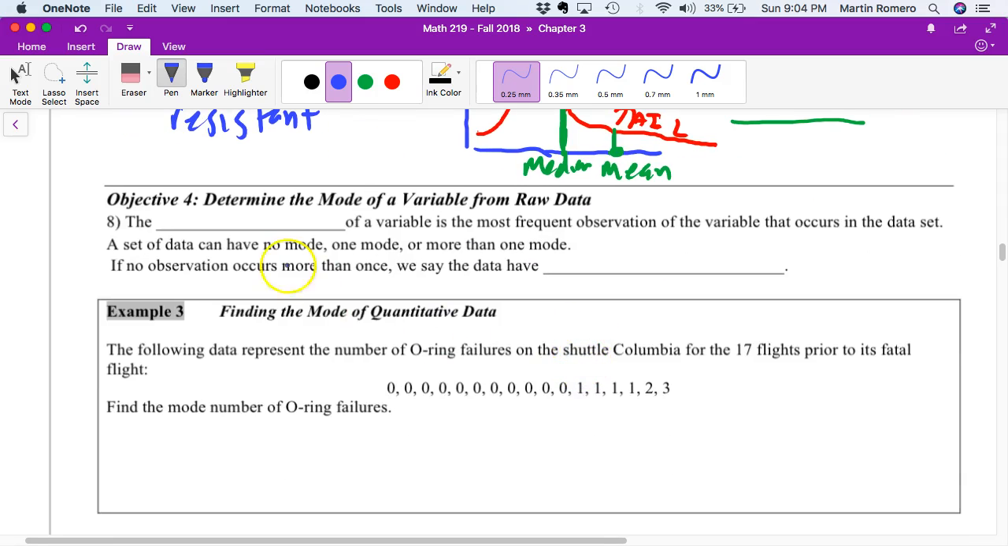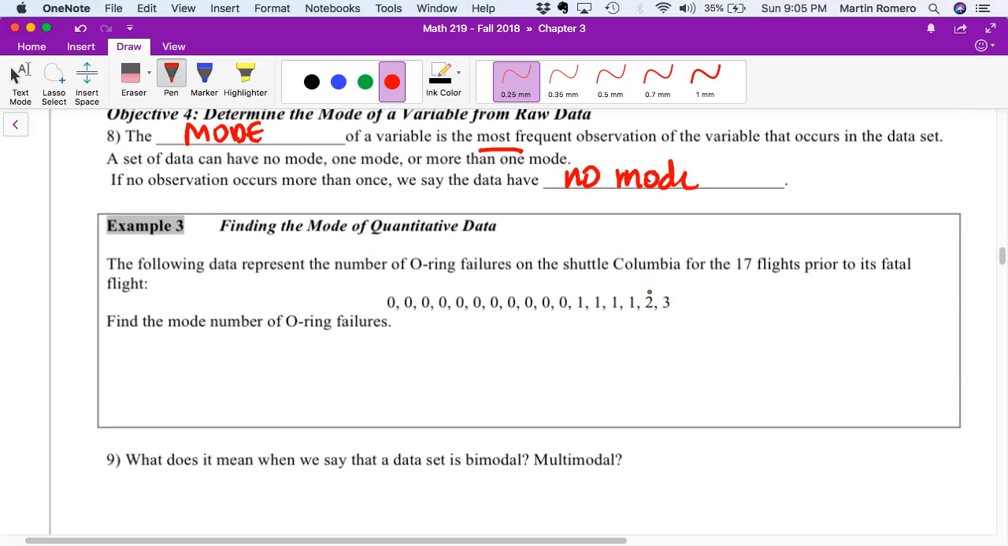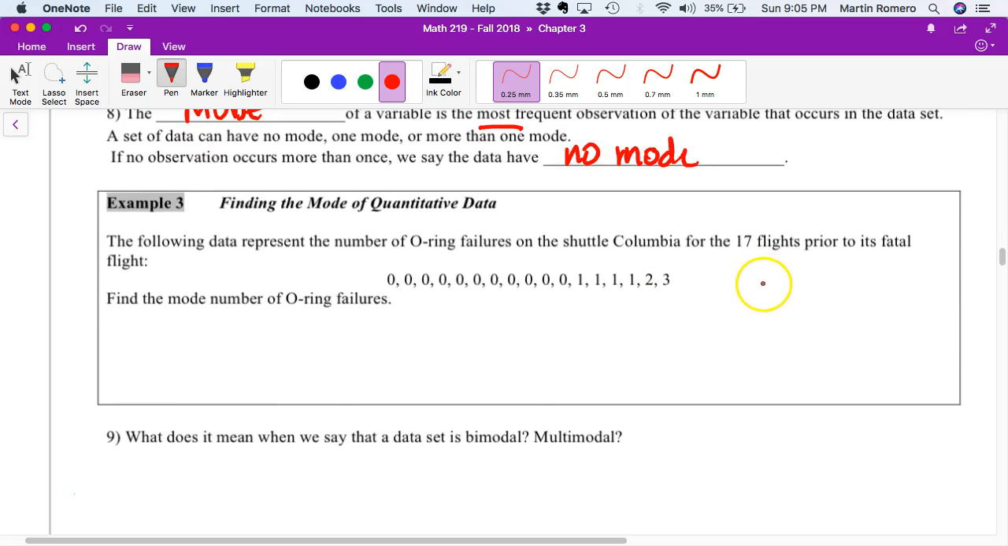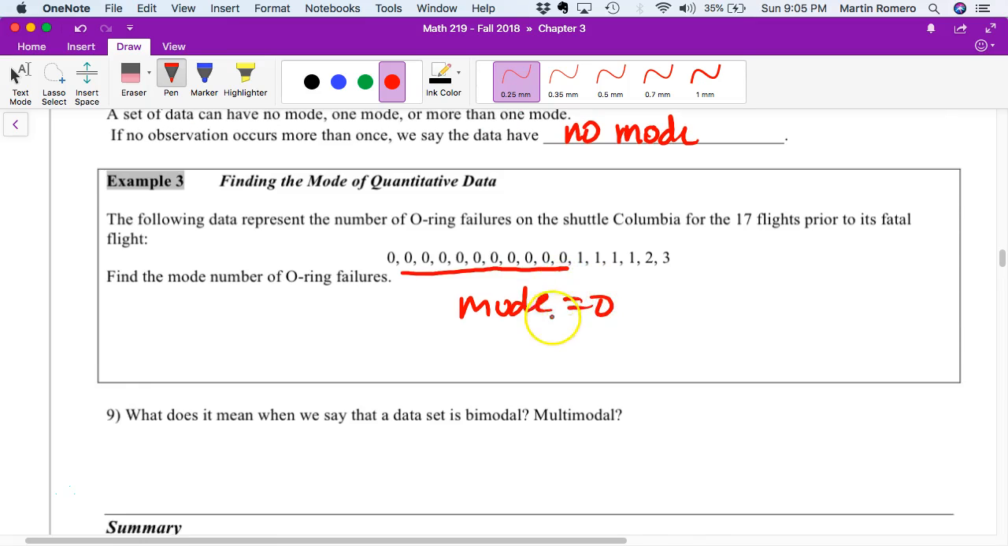The last thing that we have in this class for central tendency is the mode, and that's usually the one that people remember the most, because the mode means the most frequent. So that's an easy one to remember. If no observation occurs more than once, we say the data has no mode. Usually that's the easy one for students to calculate, because you just look to see which one comes up the most. You see here the mode is equal to 0 from this data set.